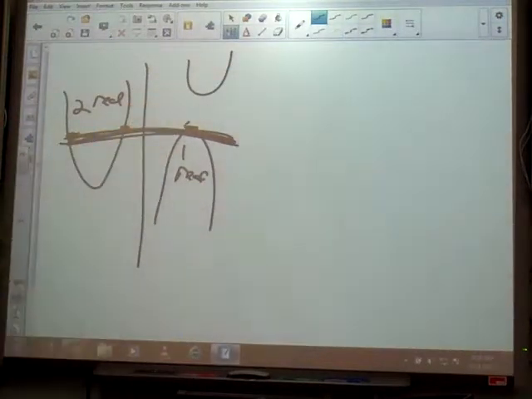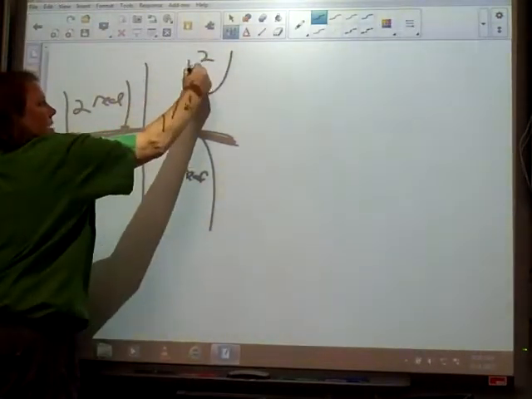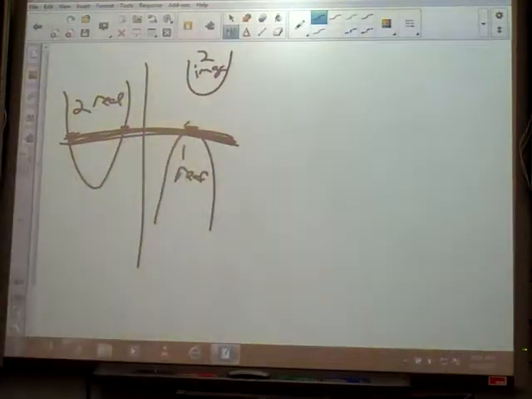Something that never crosses the x-axis, two imaginary. Okay? So look in there at number 7. What would you write on number 7? Two real. 8, one real. 9, two imaginary. 10, two real.